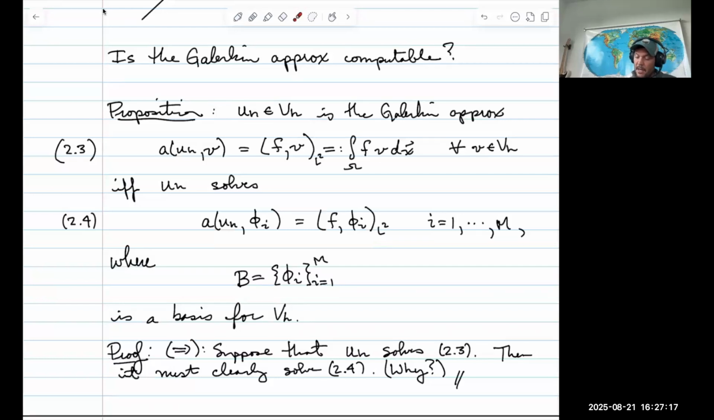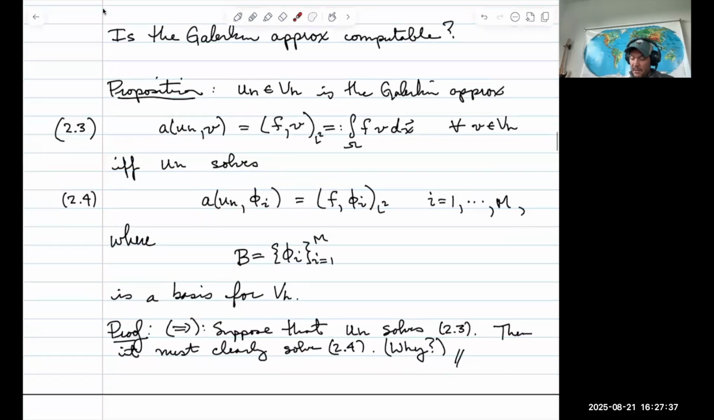And vice versa. If I know that I solve this problem, where for test functions I have just the basis functions, then this uh is the original Galerkin approximation that we defined. I think previously we called that 1.9.